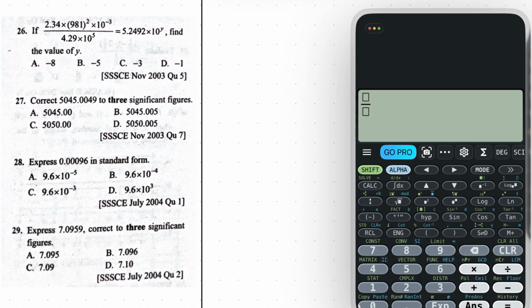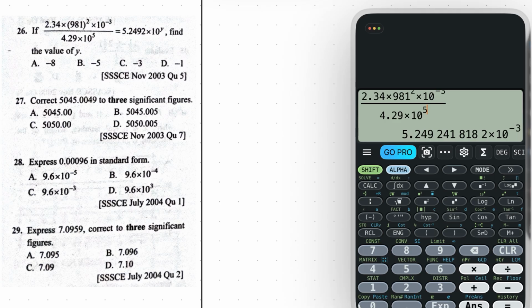Let's put the numerator, which is 2.34 times 981 squared times 10 to the power of -3. Then the denominator is 4.29 times 10 to the power of 5. So here is the answer: 5.24924188182 times 10 to the power -3.